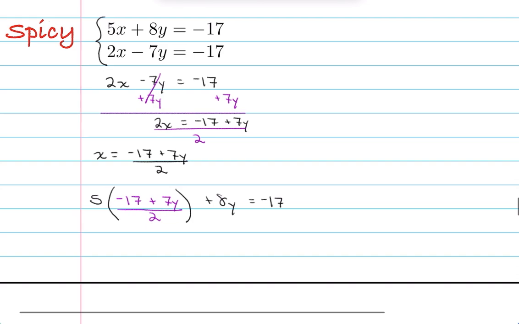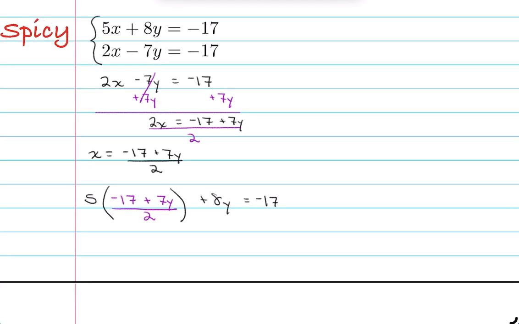Okay. And I will distribute my 5. All right, we could treat this like 5 over 1. So I'm going to distribute my 5 to the negative 17, and I will get negative 85, distribute to the 7y, and I will get a positive 35y. That's still over 2, right? Because when you multiply fractions, you multiply the numerators together and the denominators together. Plus 8y equals negative 17.